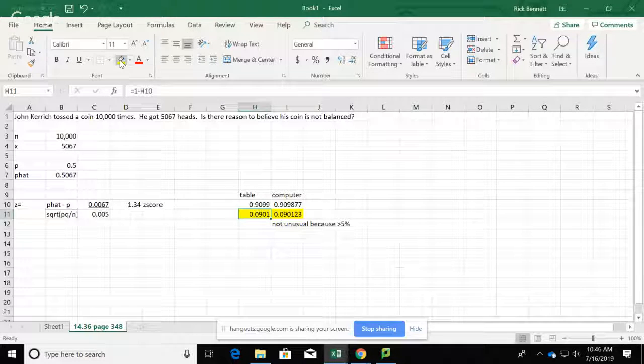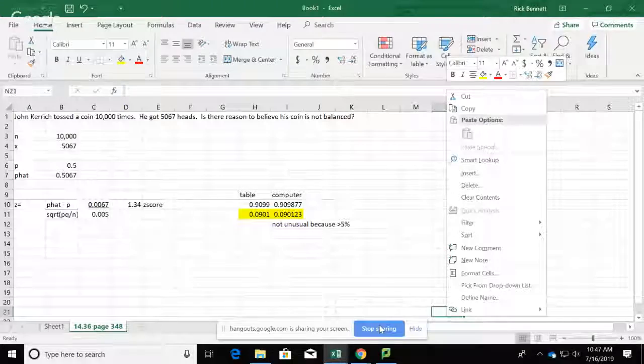How do you get p hat again? P hat, how do you get it? Data over n. Yeah, so your data was the 50.67 divided by... P equals x over n and p hat equals x over n. They're the same thing, which is your number of successes divided by your sample size, in either case. Okay? Does that make sense? Sure.